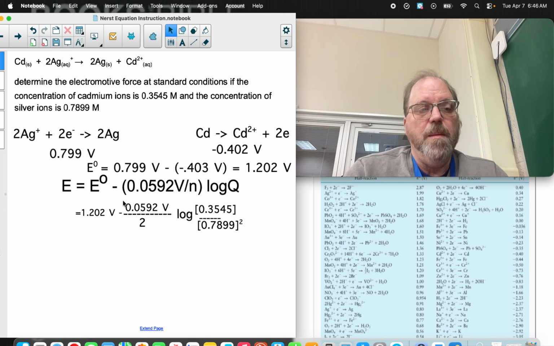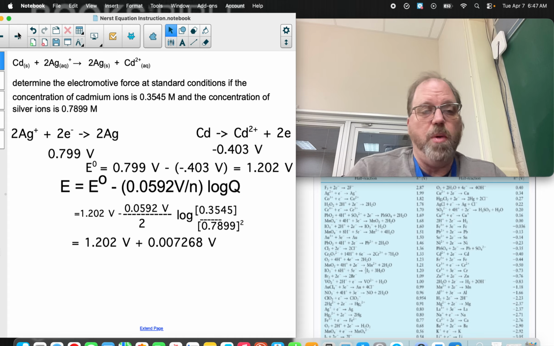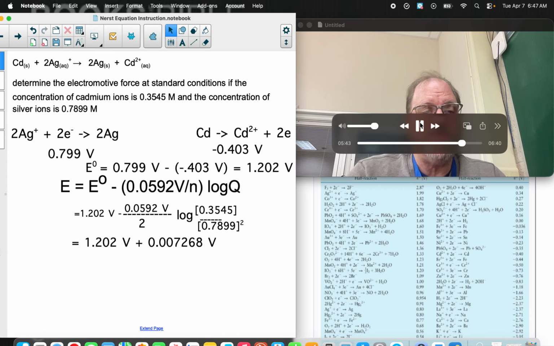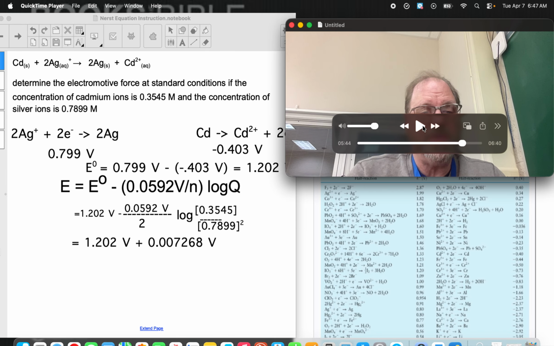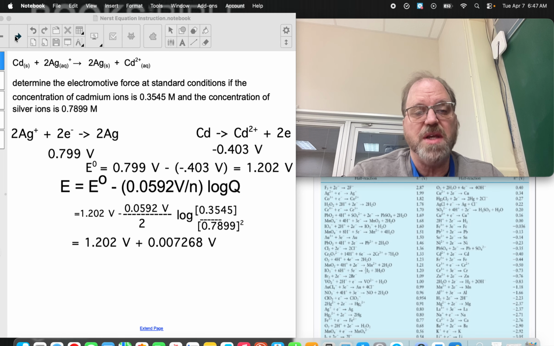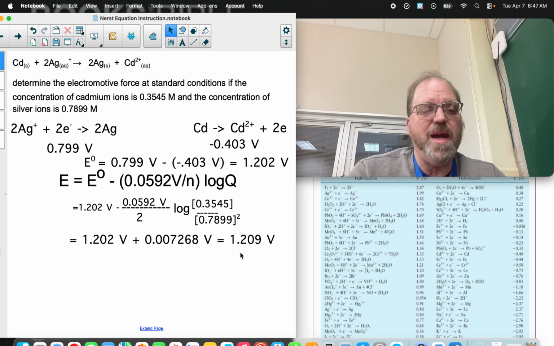So take 0.0592 divided by 2 equal times the log of 0.3545 divided by 0.7899 squared. And we get an answer of 0.007268. Again, the reason why we do this, 0.0592 is a constant and 2 is a constant. So there's 4 sig figs there. Be tenths, hundredth, thousandth place, so 3 decimals to there. So we're going to get 1.209 volts.